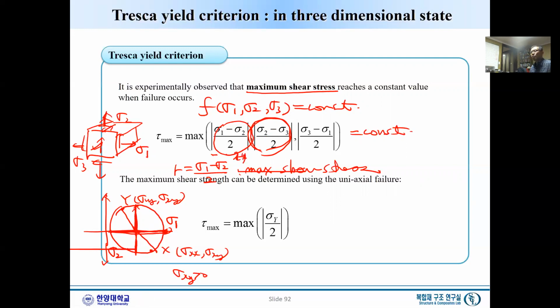Okay, I will call this the XY plane. This will be called the XZ plane. And so you can see that this is sigma 1 minus sigma 2, and this is sigma 2 minus sigma 3. So we need to calculate the principal stresses. Okay.